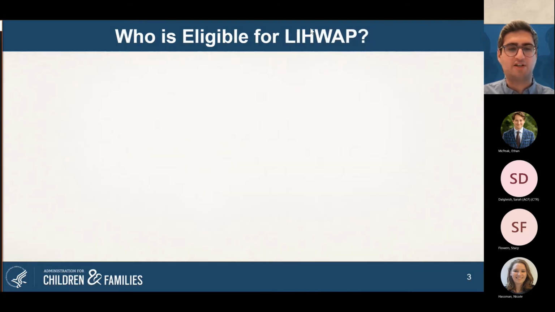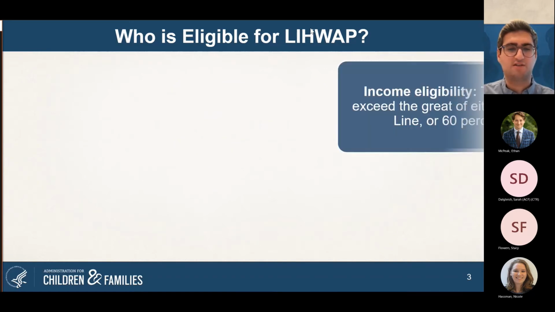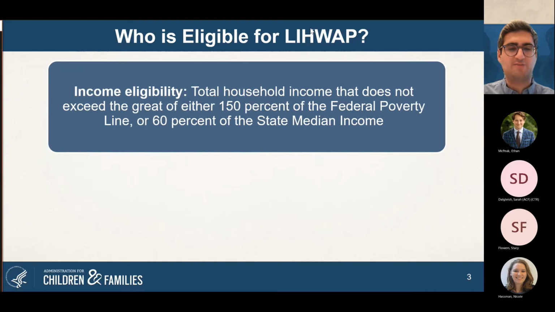Before beginning our discussion, we will review who is eligible for LIHWAP assistance. Income eligibility means that a household has qualified for assistance based on an intake worker's review of the total household income of all household members and any other eligibility criteria required by the state, territory, or tribe, plus a determination that the total household income is below the eligibility threshold established by the state, territory, or tribe.